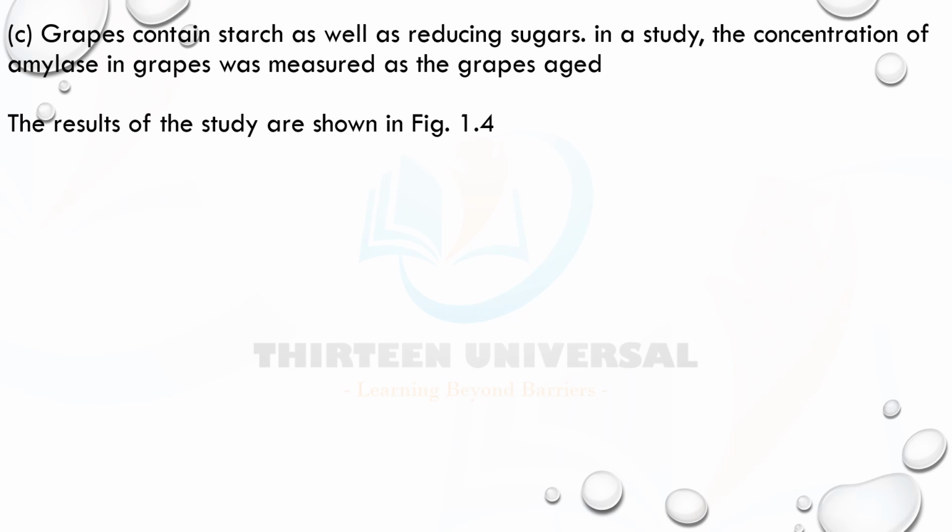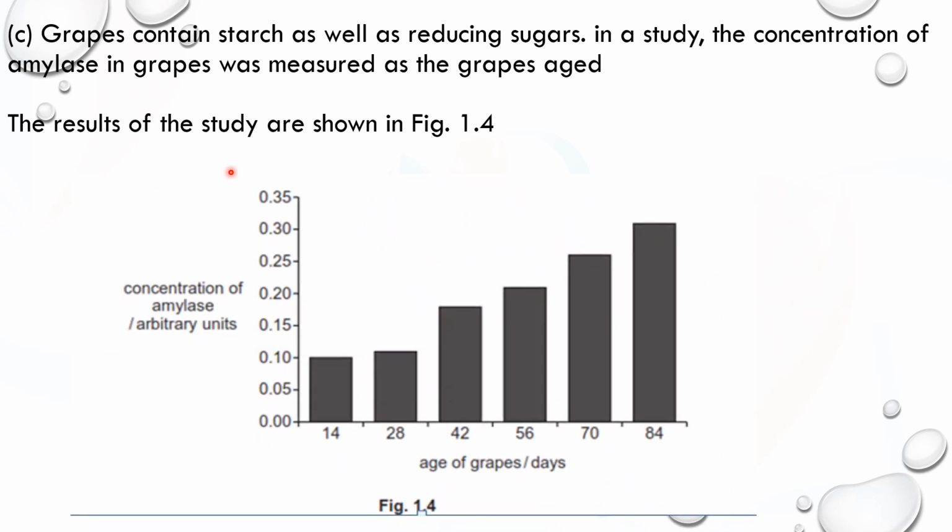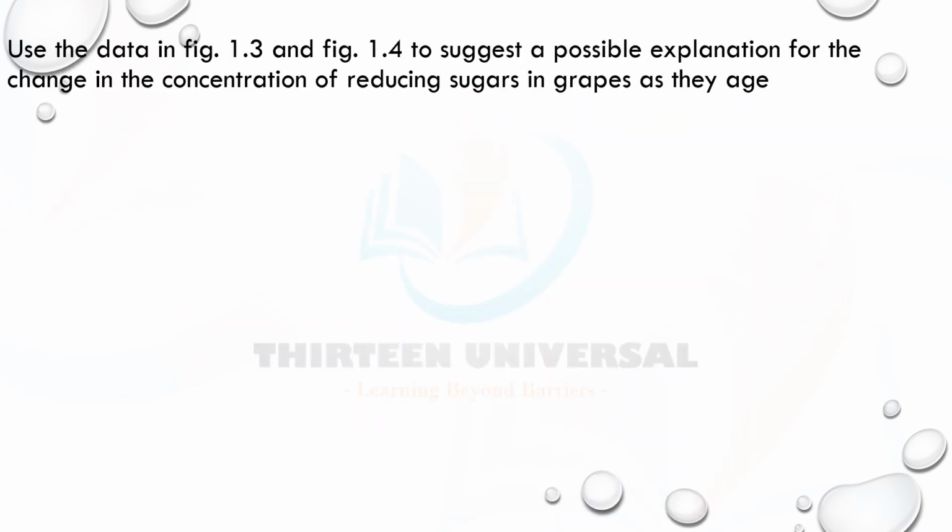Grapes contain starch as well as reducing sugars. In a study, the concentration of amylase in grape was measured as the grape aged. The result is shown below. You can see that as the grape ages, the concentration of amylase increases. Use the data in figure 1 to suggest a possible explanation for the change in concentration of reducing sugar in grapes.